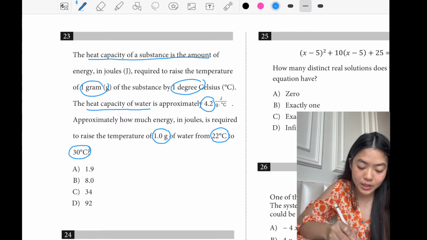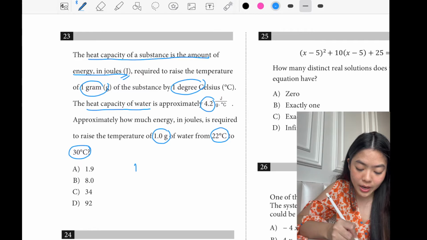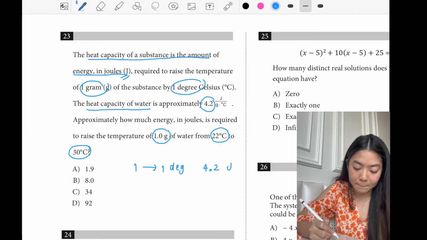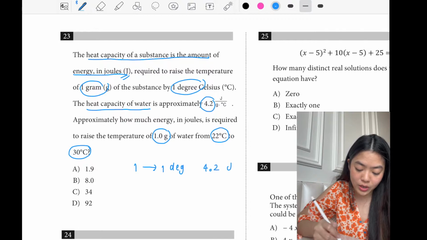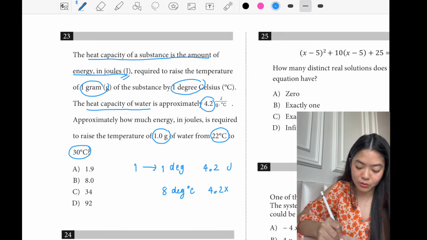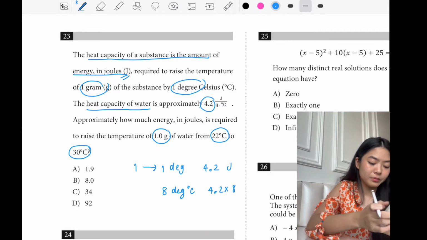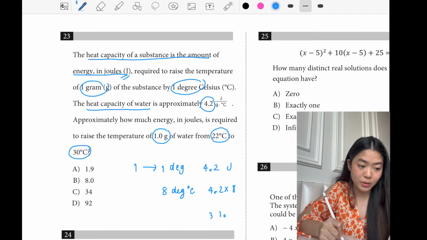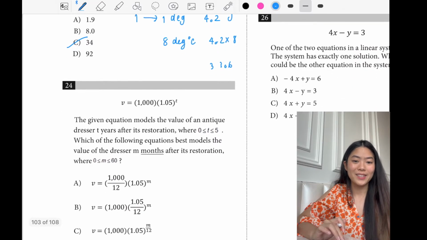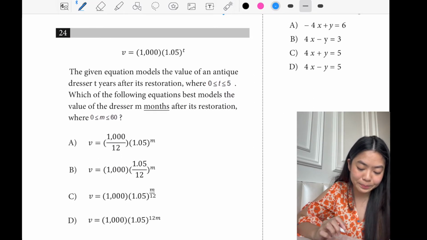The heat capacity of a substance is the amount of energy in joules. So 1 gram to 1 degree uses 4.2 joules. From here, we want to raise how many degrees? 8 degrees. So we're going to do 4.2 times 8. Then the answer would be 33.6, and the answer is 34. Question C.